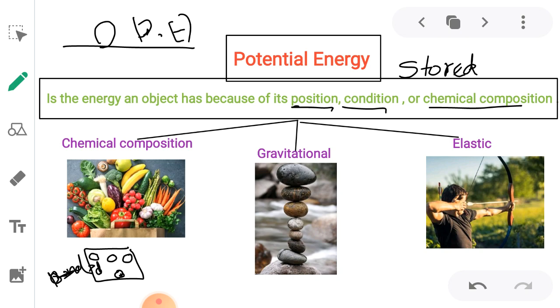Now you get energy. From where does that energy come? From the food you eat. So the food contains energy. Why? Because of its chemical composition. And the chemical composition here is the reason for a potential energy, due to the components and the structure of the food itself. Okay, this is the first kind.